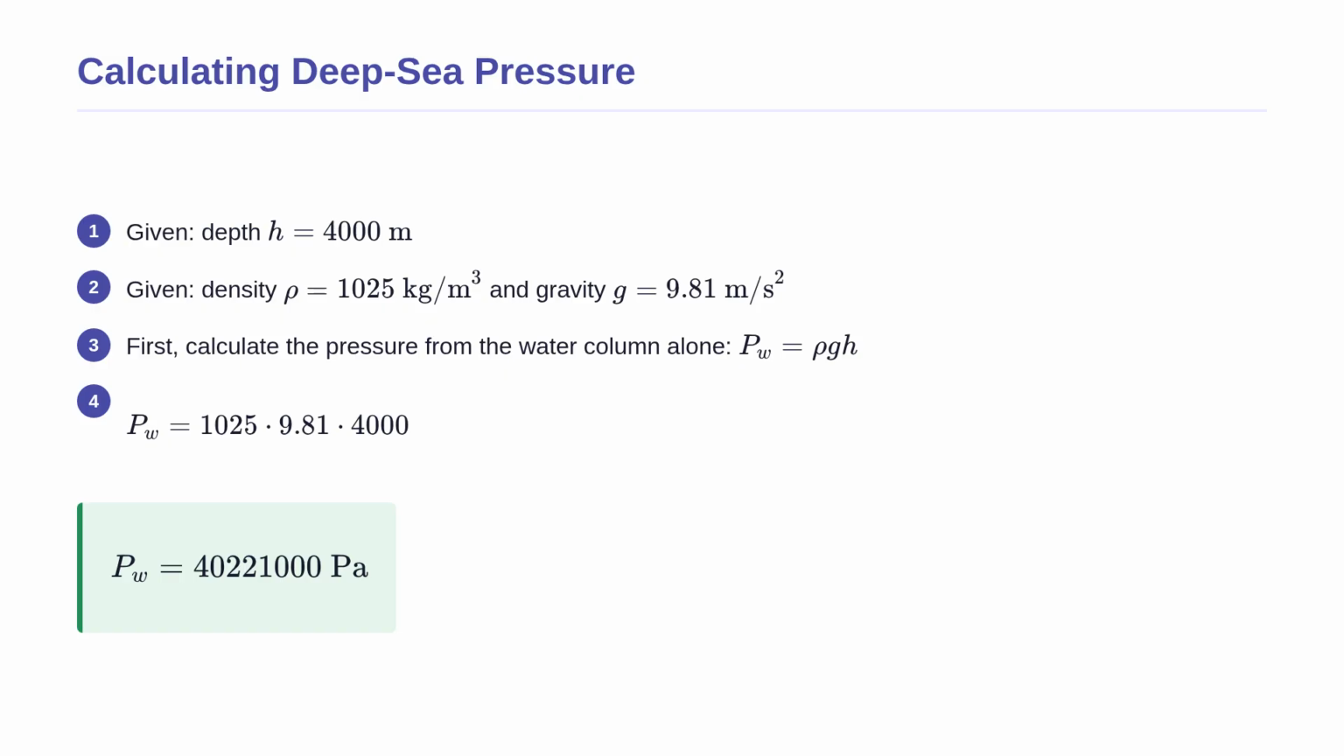Multiplying these together gives us 40,221,000 pascals. This massive number represents the immense weight of the 4-kilometer-thick layer of water pressing down on the ocean floor. But this is not the final total pressure.